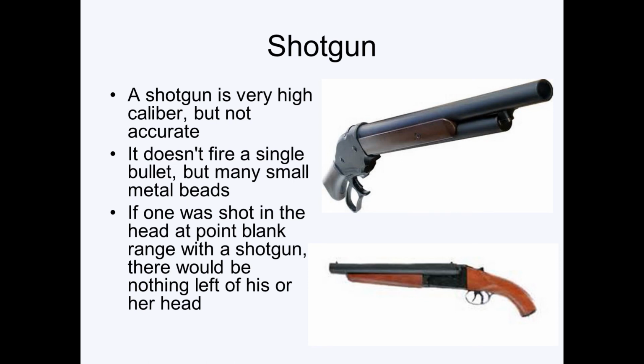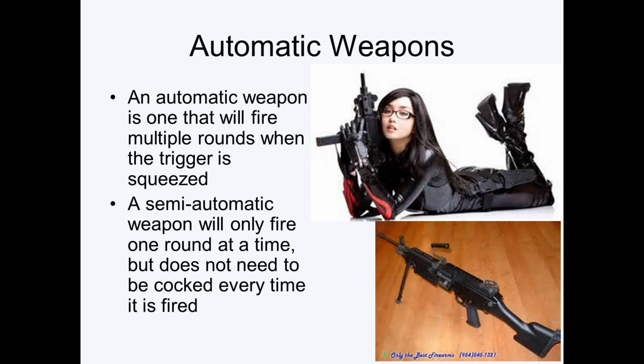Very powerful. An automatic weapon is one that will fire multiple rounds when the trigger is squeezed. A semi automatic weapon will only fire one round at a time, but does not need to be cocked every time it is fired. So just keep pulling the trigger for semi automatic.